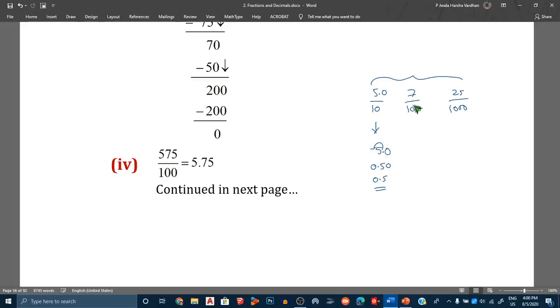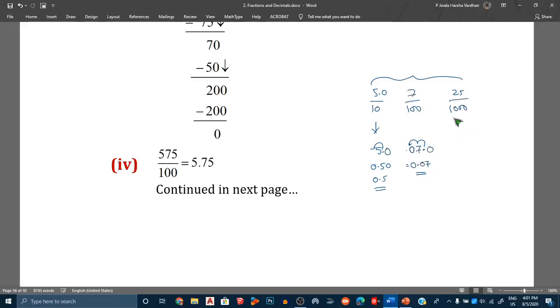How can you write 7 by 100 in decimal form? First you write this 7 as 7.0. Now you can see where the point is. How many zeros here? 2 zeros. So now you shift this point to the left side, leaving 2 digits. But here only 1 digit is there, so you can add one more 0. After leaving this 0, you put a point here. So now the answer is 0.07. Leaving 2 digits to the left side, you have to write this one.